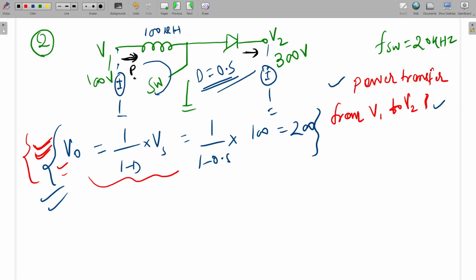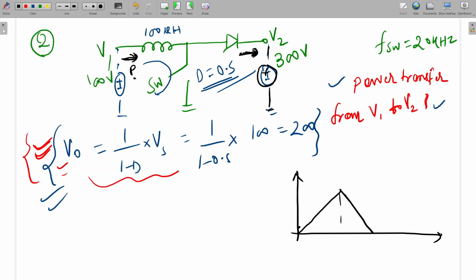Okay. So here the DC voltage we already know. What I am going to calculate is the average current here. The waveform will be like this. This is the charging time, D1 Ts, and this is D2 Ts. Okay, this will be Ts.